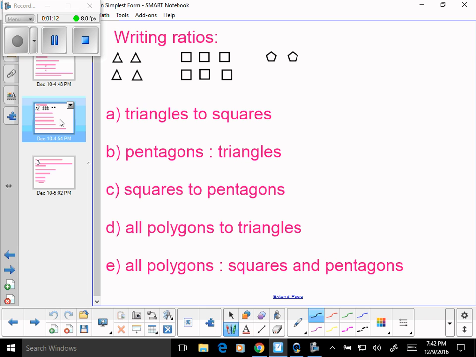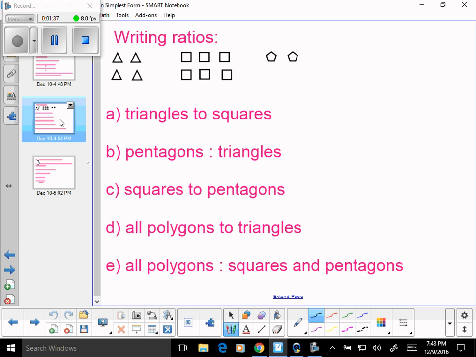If you look at the diagram at the top of this particular part, you will see that there are 4 triangles, 6 squares, and 2 pentagons. We are first going to write a ratio of triangles to squares. The first word, triangles, comes before the word "to."